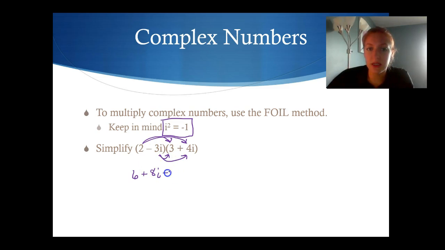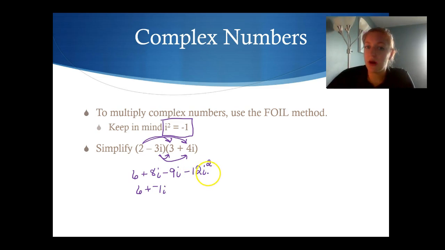-3i times 3, -9i. -3i times 4i, that's going to be -12i squared, because i times i is i squared. Now let's go ahead and simplify this. 6 plus, the i's can be added together. 8 minus 9i is -1i.